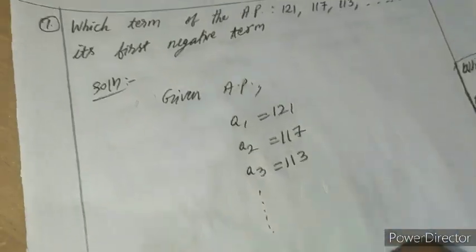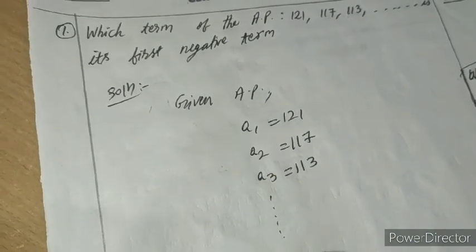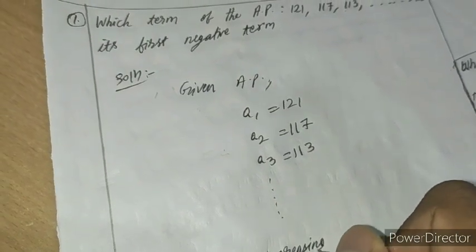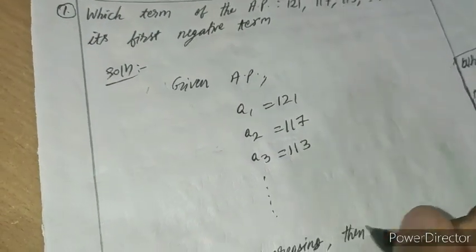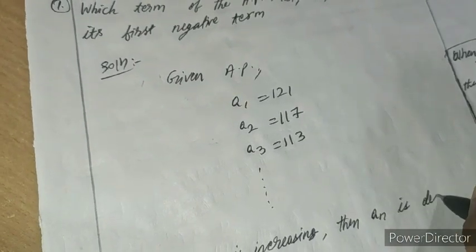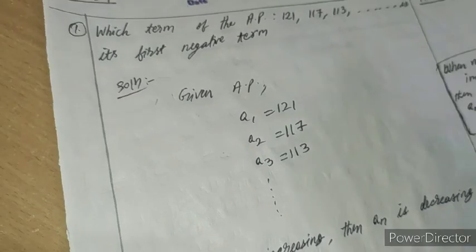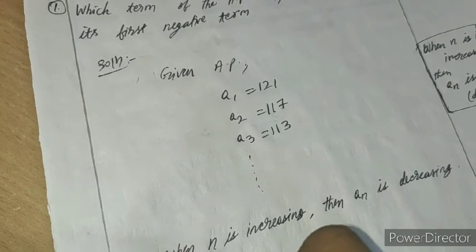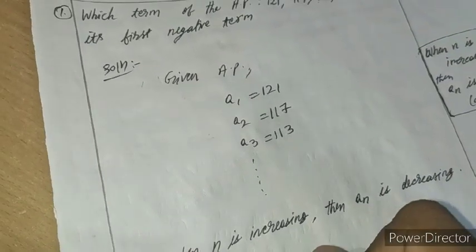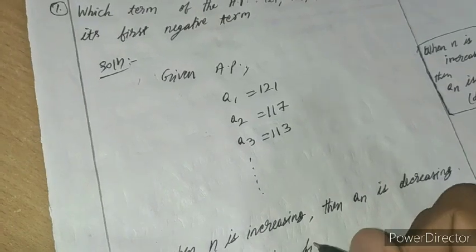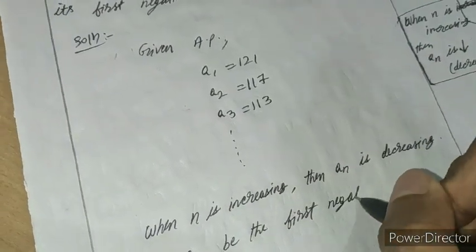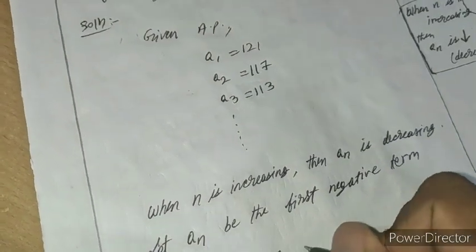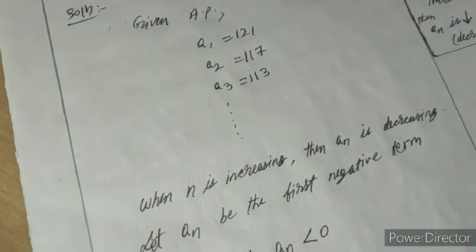So when n is increasing, then an is decreasing. So let an be the first negative term, therefore an is less than 0.